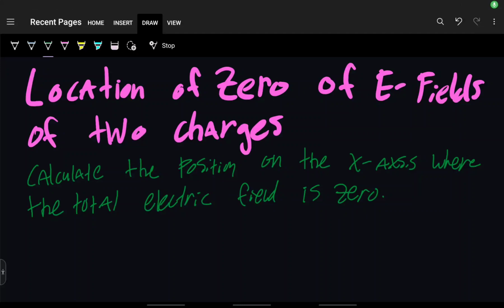Take a look at Module 2 Electrostatics, Homework B, Tab 2, the last part. This is the location of 0 of E fields of 2 charges, where we have to calculate the position on the x-axis where the total electric force, the total electric field, is 0. So first we have to understand the electric field contribution.